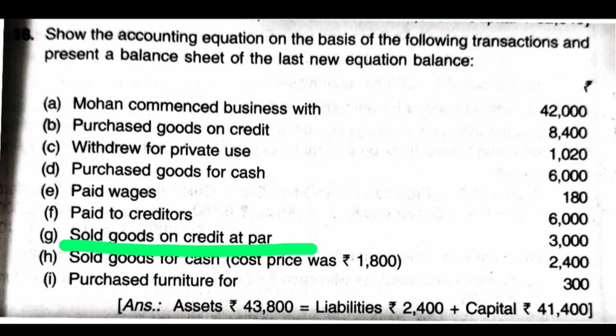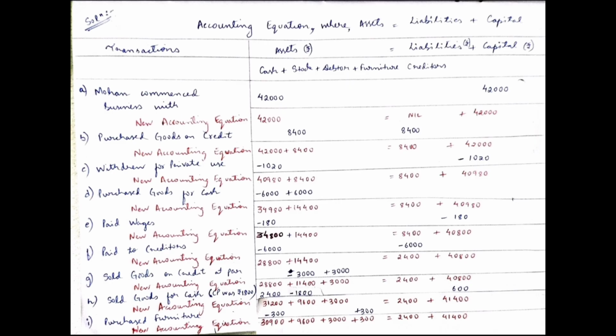Now, we have sold the goods on credit. To whom have we sold? To our customers, but the customers have not paid the cash. So what happens? Cash will remain unchanged. We haven't received the money, but goods go out from the business. Yes or no? The customer has taken away the goods from the business. How much? 3,000. So 3,000 we will deduct from the stock, because we have sold the goods.